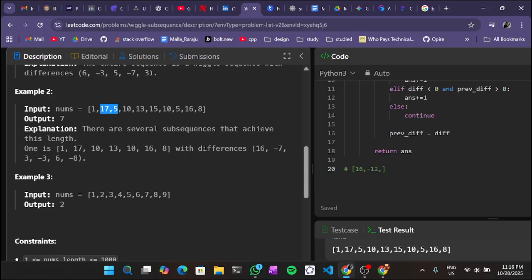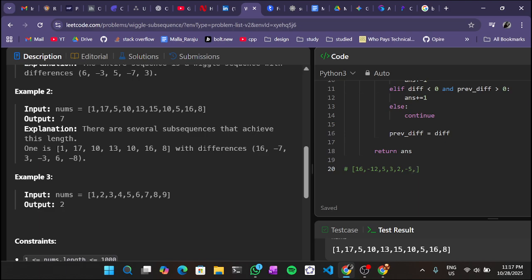5 minus 17 will be minus 12. And 10 minus 5 will be 5. 13 minus 10 is 3. 15 minus 13 is 2. 10 minus 15 is minus 5.